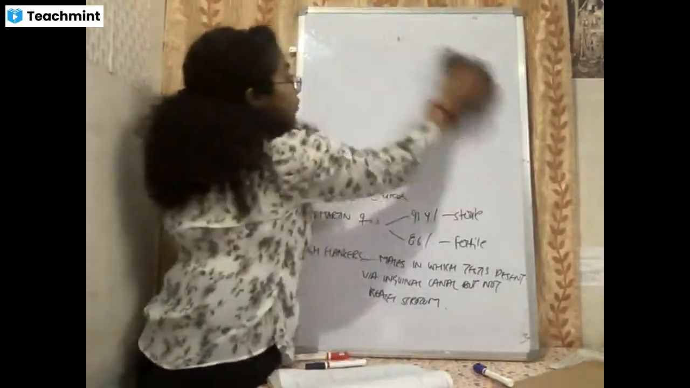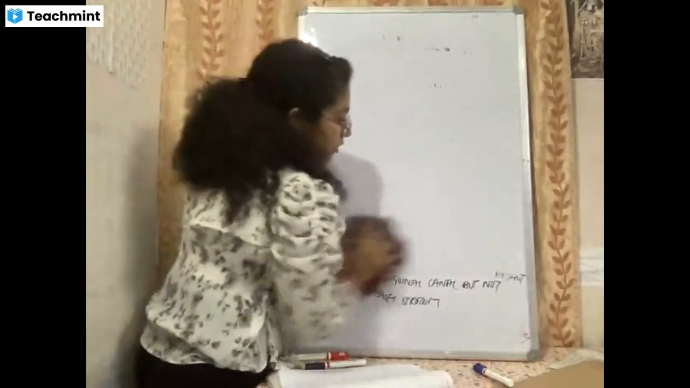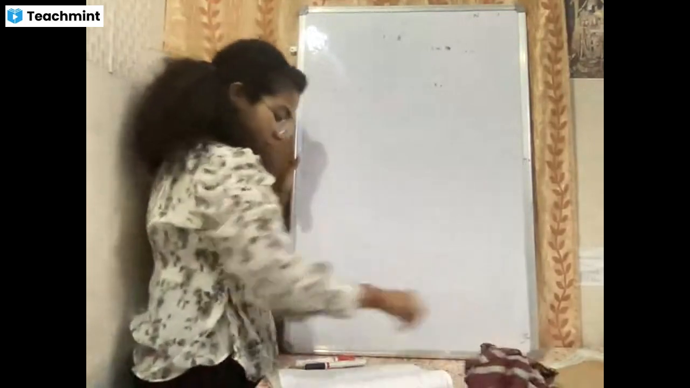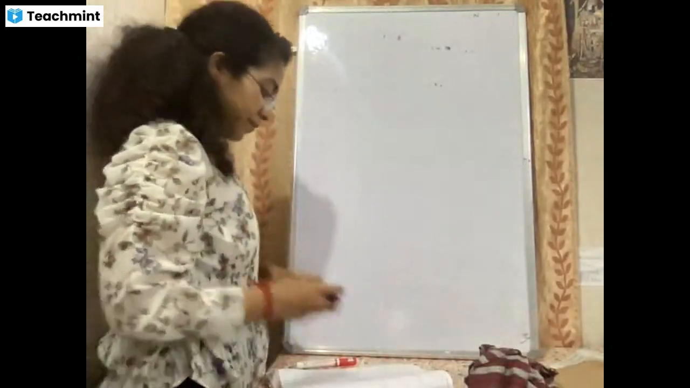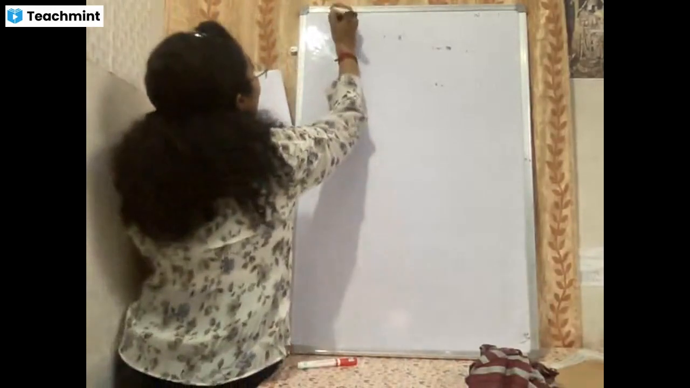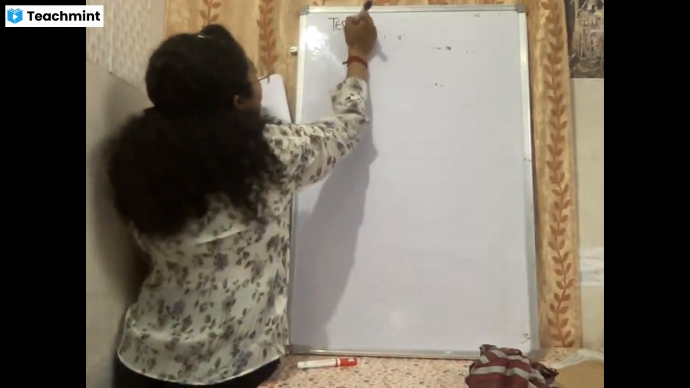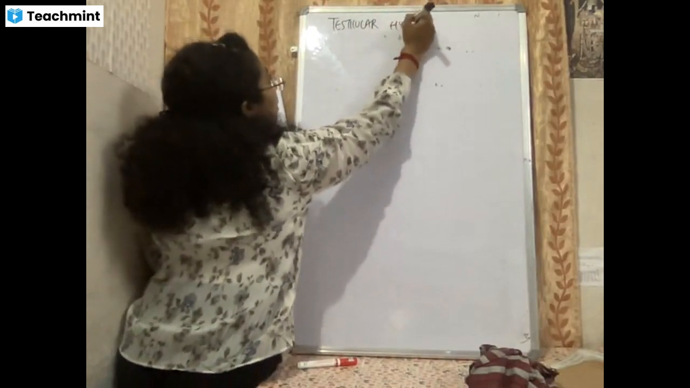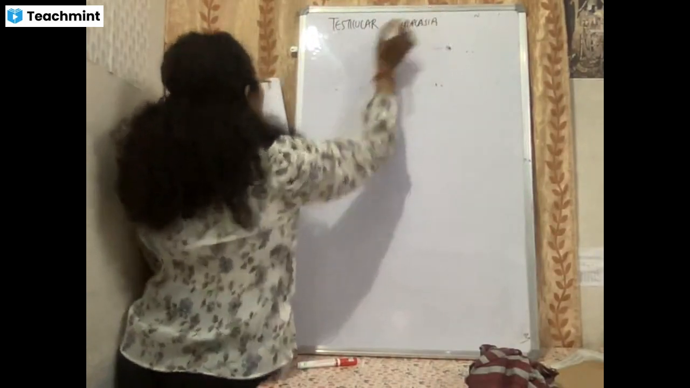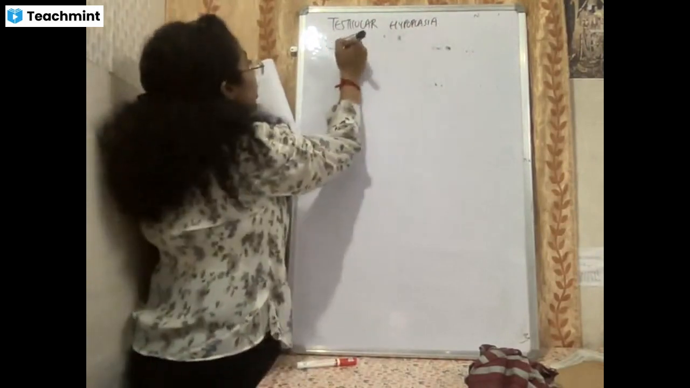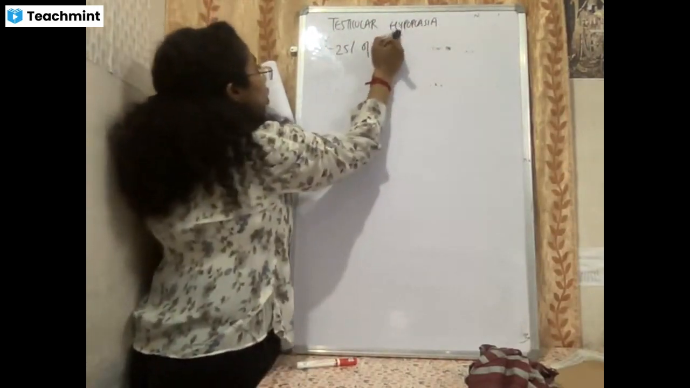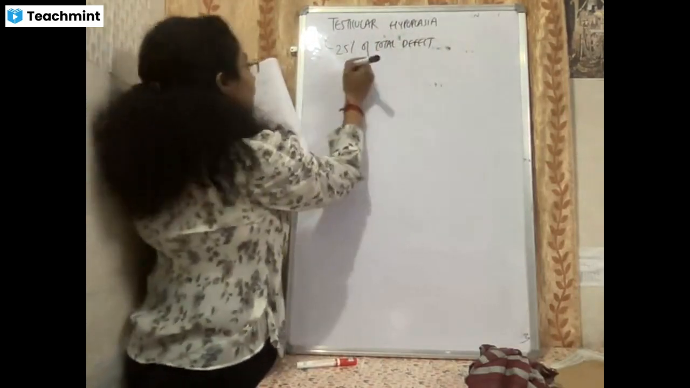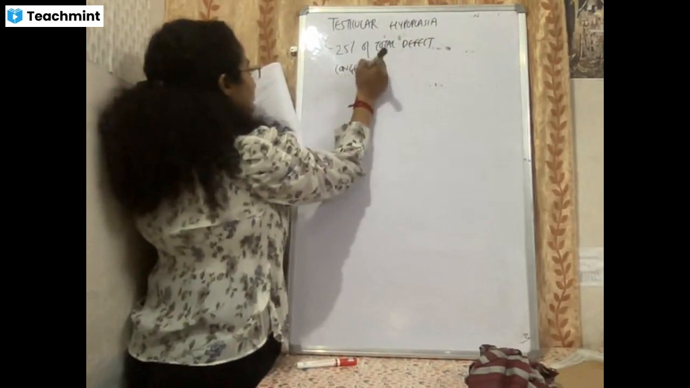Now we'll deal with some important diseases of this male reproductive tract. First is testicular hypoplasia. It contributes to 25% of total defects, and this is a congenital defect.